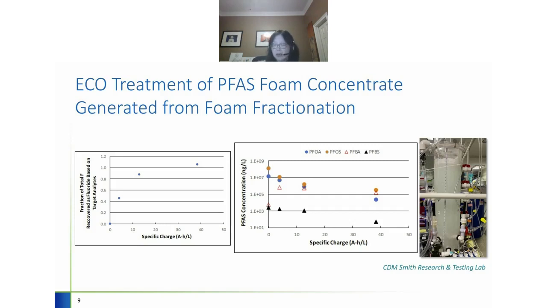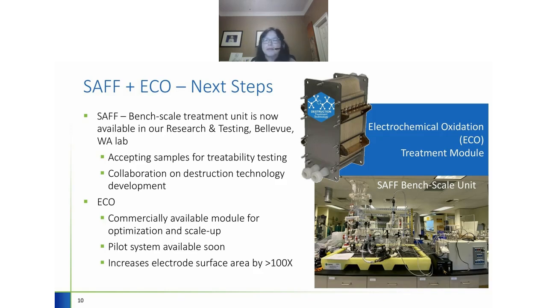That is not a surprise. If you work on destruction technology, you pretty much see a similar trend. The final concentration of PFBA is still higher than influent toward the end of the experiment. However, we are running additional testing to make sure the short chain will also degrade with time. Next slide. All right, what is our next step?